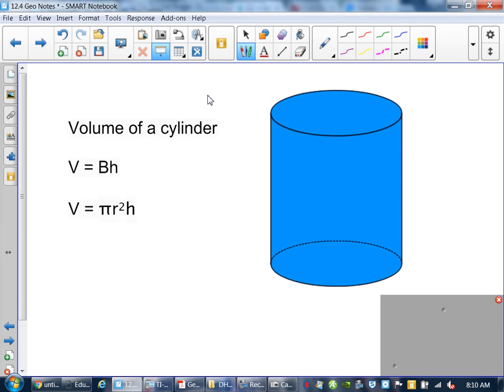Cubed. Because remember what you're doing here. You're multiplying three pieces together. Feet times feet times feet would be feet to the third. Feet times feet is feet squared, so it would be feet cubed. Volumes are always cubed.